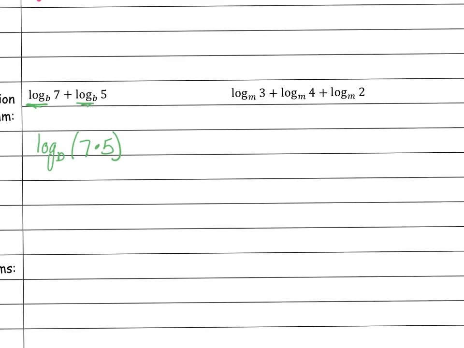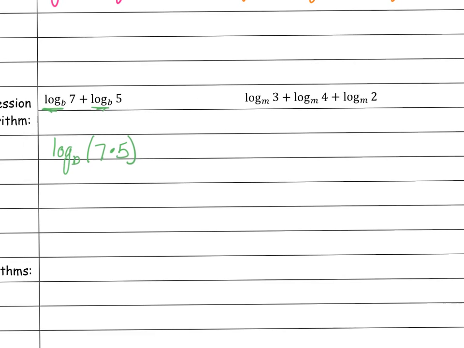And then we're going to come over here to our other one and write down the answer that they want with a single log. I've got 3. That means I'm going to end up with 3 things multiplied together. So we've got this log base m. I only want one log. I'm going to do a parenthesis: 3 times 4 times 2. Done. That's all there is to it.